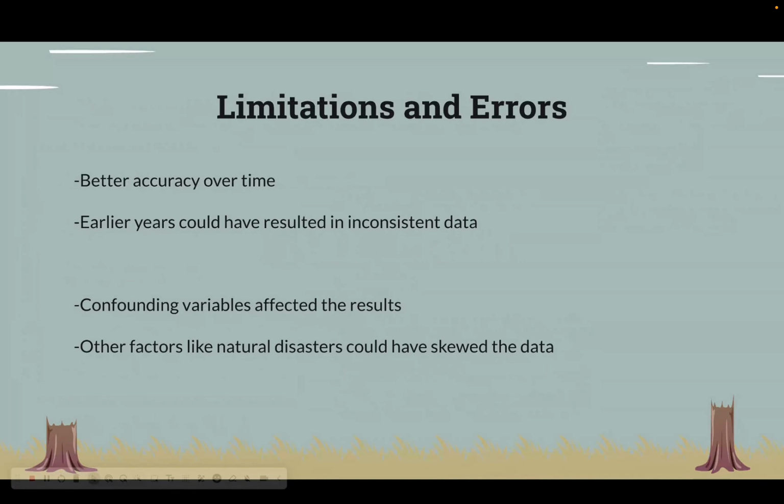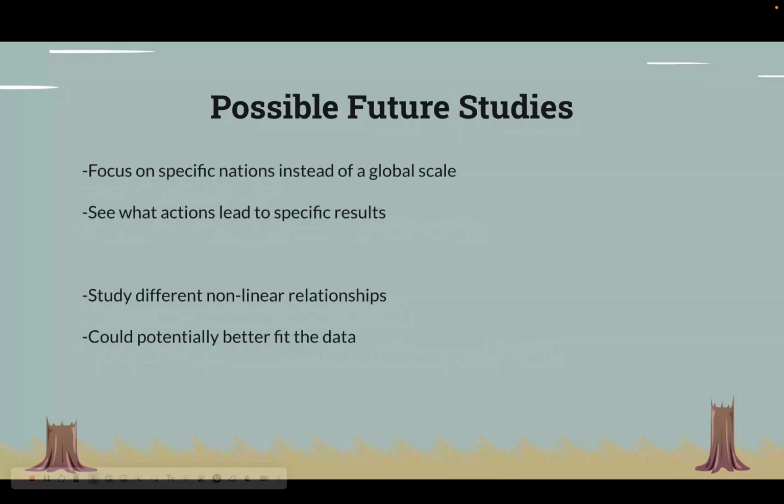There is also potential for other confounding variables that were not accounted for in the study. Forest area is affected by a wide range of factors, including natural disasters, government policies, reforestation programs, economic development, and land use changes.